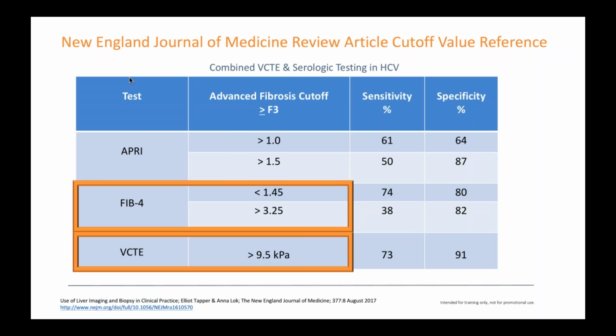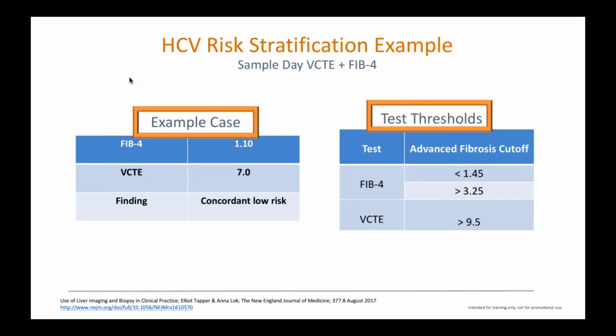And finally, here you see the combination of combining VCTE with FIB4 and those low and high risk cutoffs for FIB4. Now, just to exemplify this approach of same day VCTE and serologic marking, I want to give you a simple example case. On the left, I'm going to show you some sample values. On the right, I'm showing the threshold values that they suggest for FIB4 and VCTE.